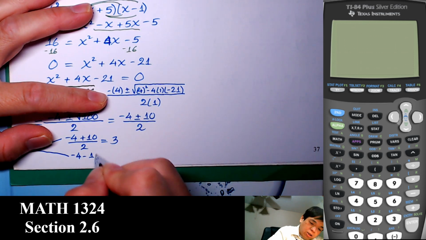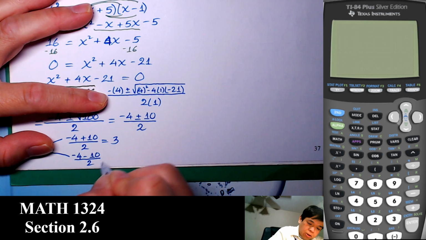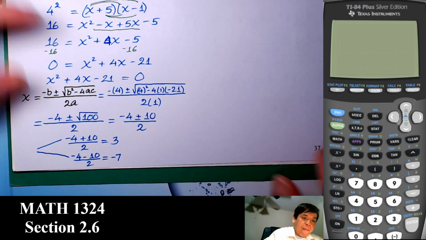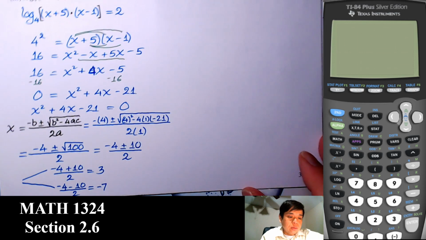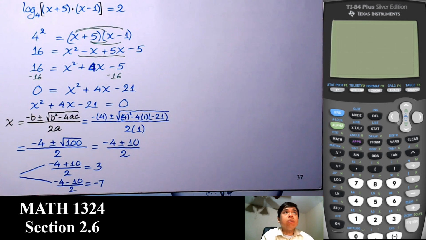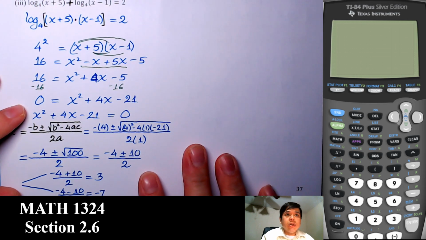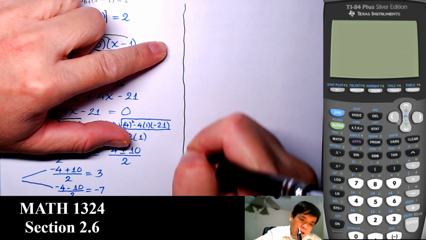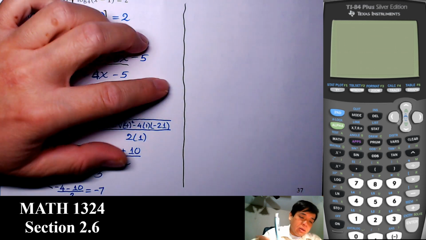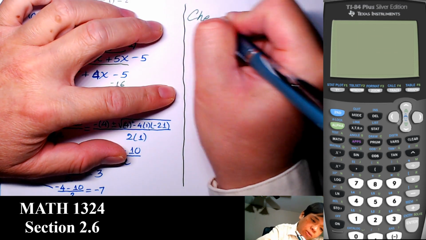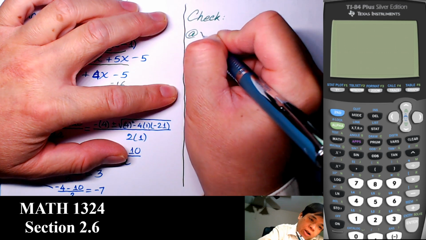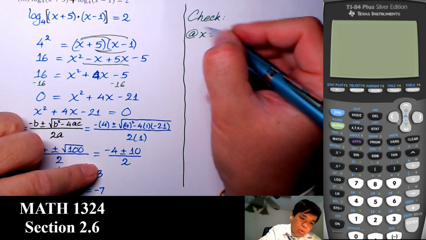Now we have negative 14 divided by 2, which is negative 7. And now we check. Now x equal to 3.